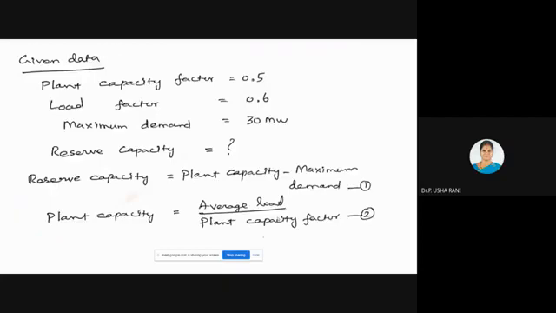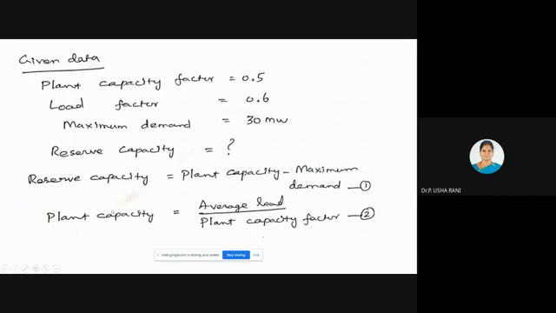I'm going to use 2 formulas. One is reserve capacity formula, which is plant capacity minus maximum demand. Second formula, plant capacity formula, which is equal to average load divided by plant capacity factor. Because in that problem, the given data are plant capacity factor, load factor, maximum demand. You have to find out reserve capacity. Maximum demand is given in the question. Plant capacity is not given in the question. You have to find out plant capacity.